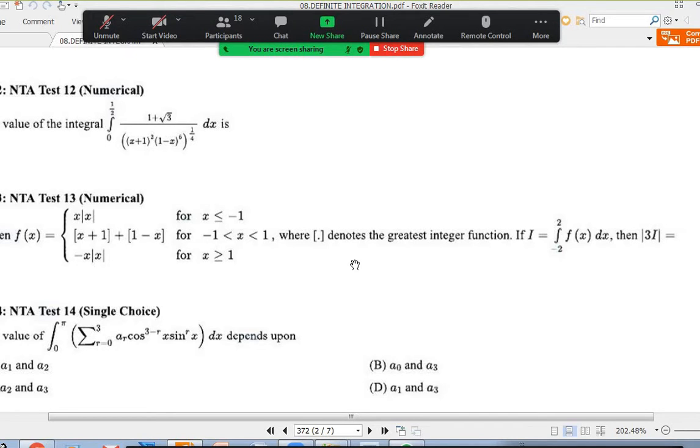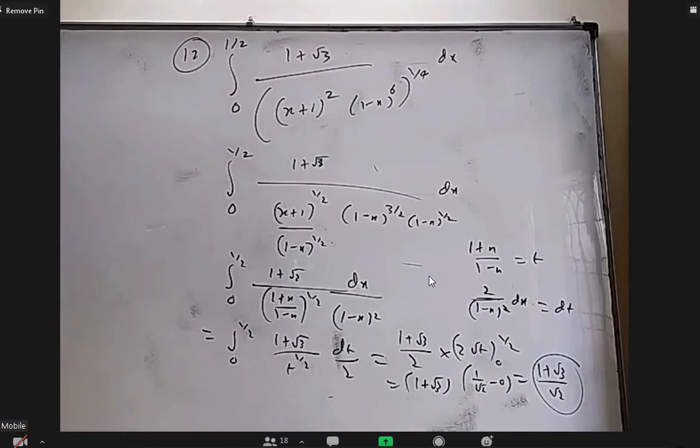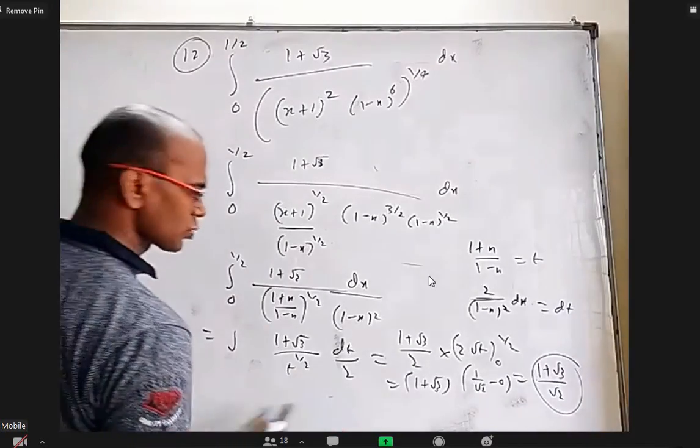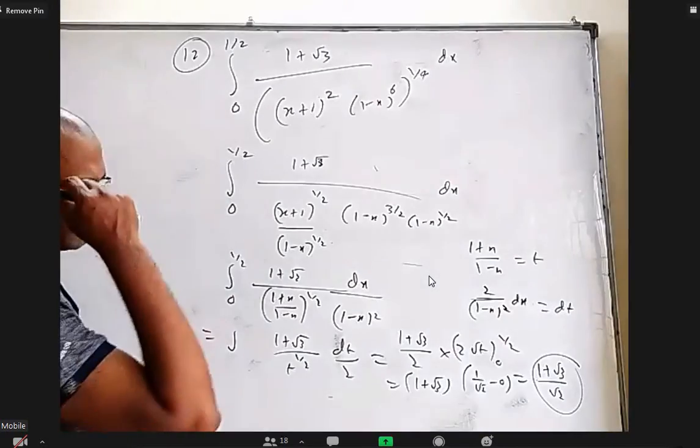Question is right. Maybe we need to simplify it and find the integral in parts. Oh, when I take t, I forgot to change the limits. Look at that. Here, these are not the limits of t, these are limits of x. So, what are the limits of t?